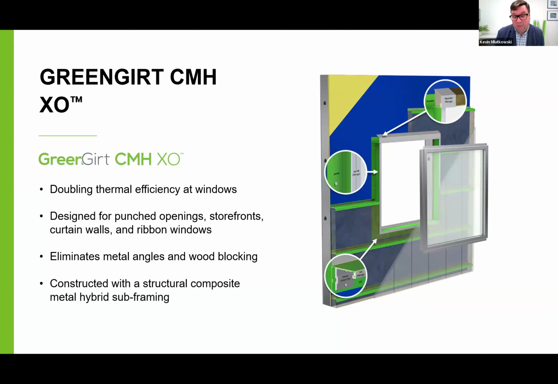Here is a better version of that Green-girt CMH XO system. You can see in this one, the lower circular insert at the bottom, those aluminum dead load clips are what allow the window to be pushed outboard, so that you get that alignment with the insulation plane, which is where you get that maximum energy efficiency, and the structural integrity of being able to support the weight of that window.